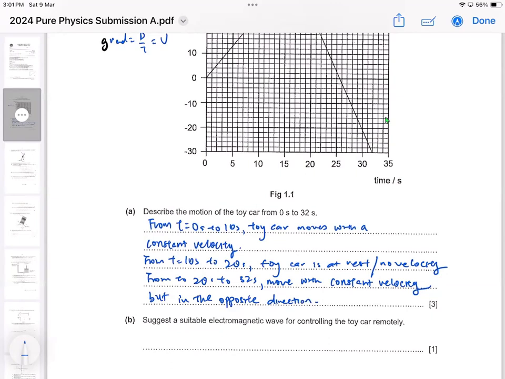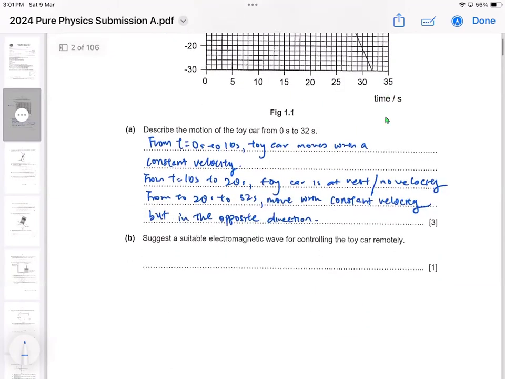So the question here asks about remote controlling of the toy car. For remote control, the standard one that we always use is infrared. Okay, that's all. I'll leave this here for 30 seconds and we move on to the next one.